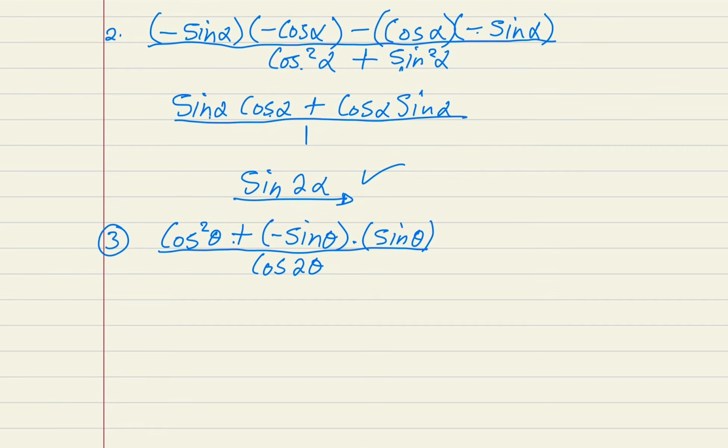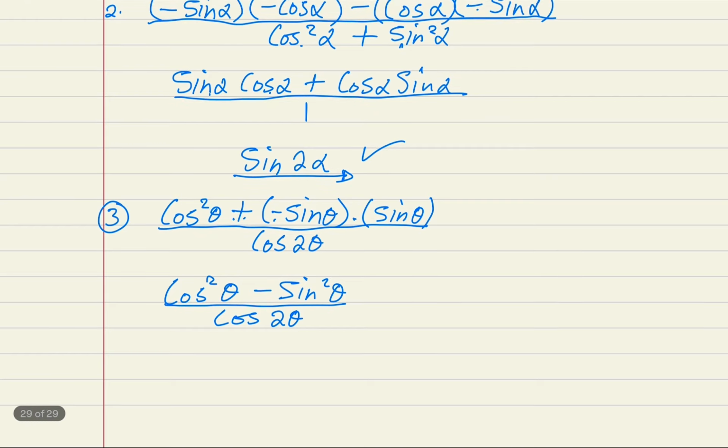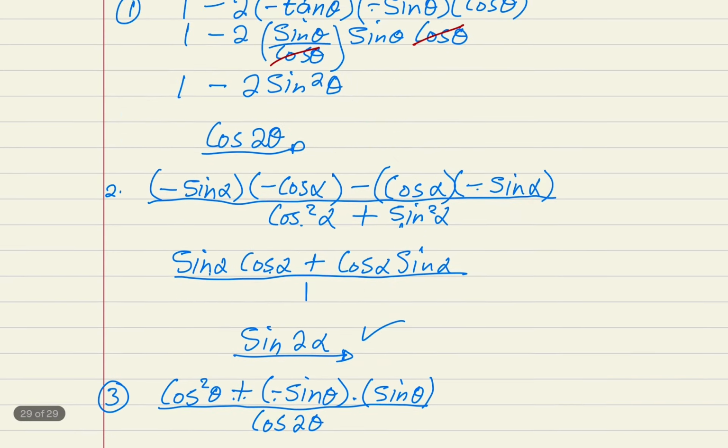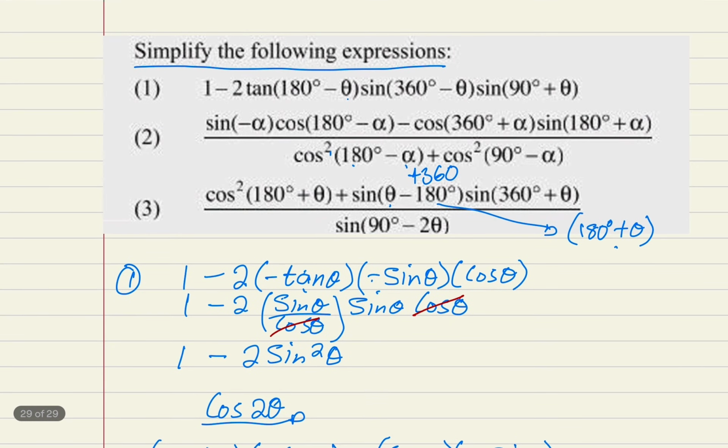Okay, now let's go for it. Now from here I have cos squared of an angle, negative times positive, it's negative sine squared of an angle, all over cos of 2 of an angle. Now we know that cos squared minus sine squared is a double angle, so this is cos of 2 theta all over cos of 2 theta. Hence, the answer here will be 1. Okay, so that is how we can simplify such problems for grade 12.